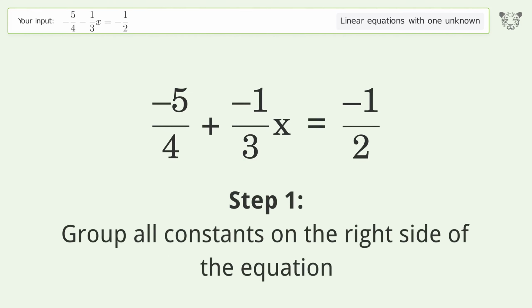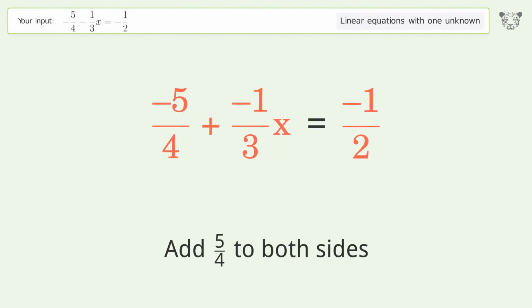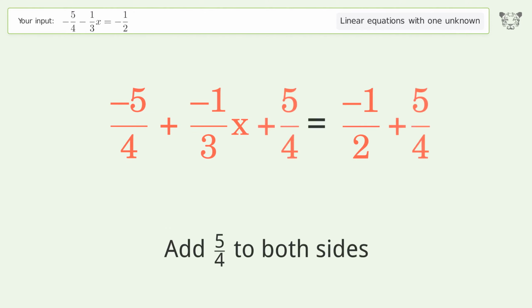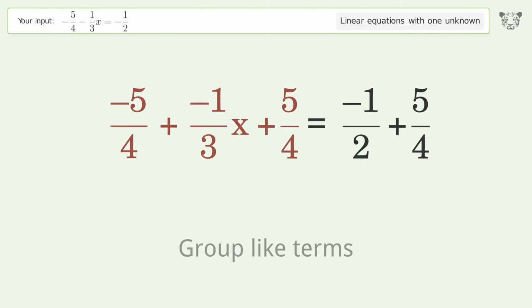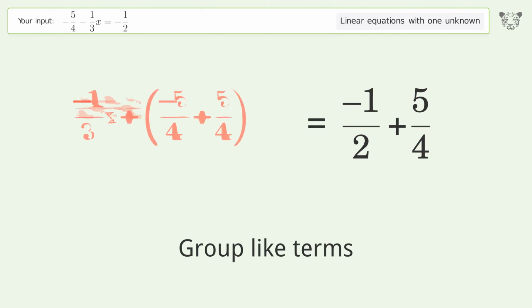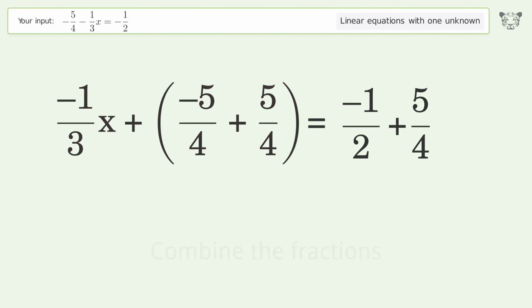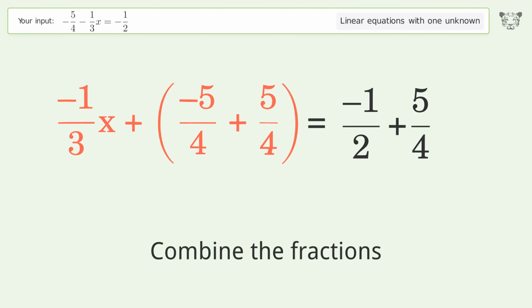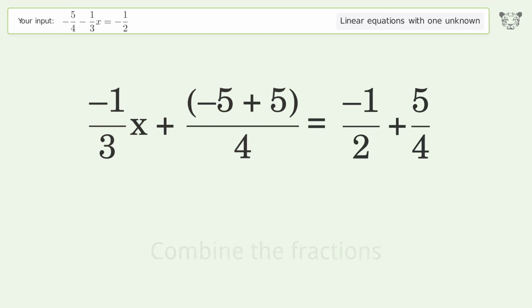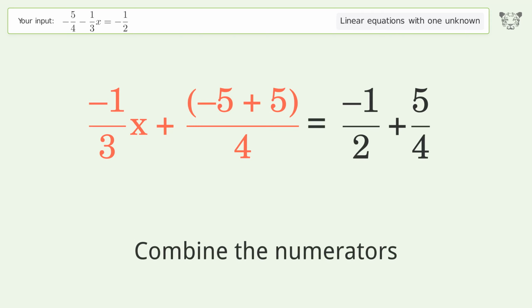Group all constants on the right side of the equation. Add 5/4 to both sides. Group like terms. Combine the fractions. Combine the numerators.